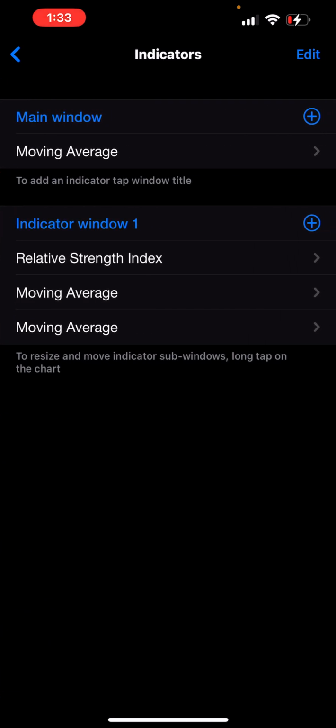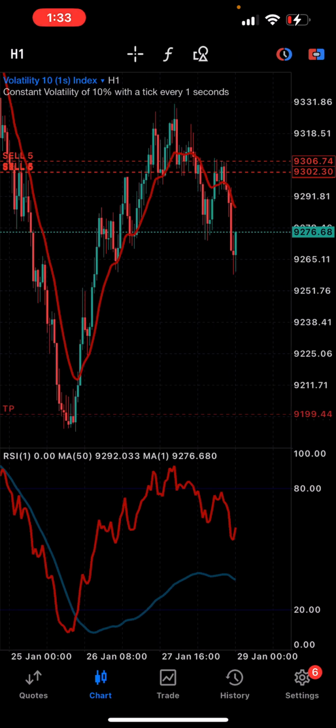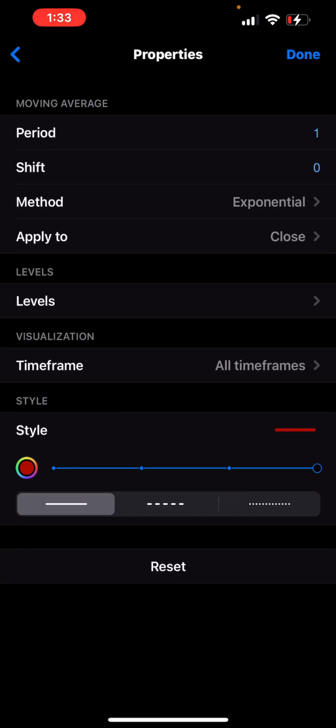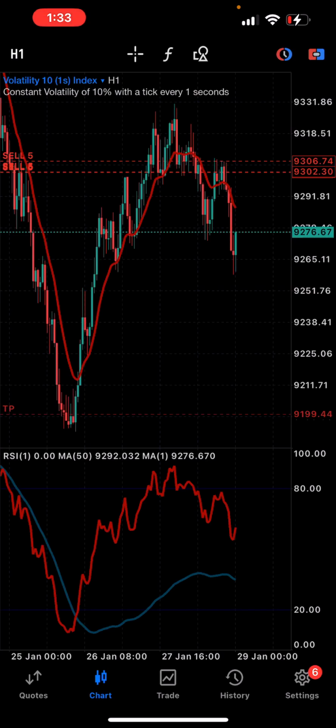Then now we add the last indicator. On the indicator window, period 1, shift 0, method exponential, then the color red. So you see this now.